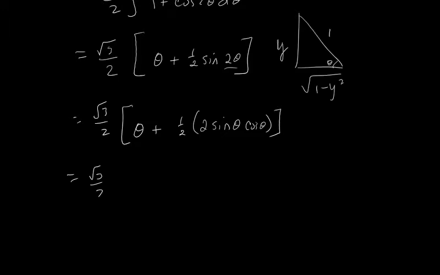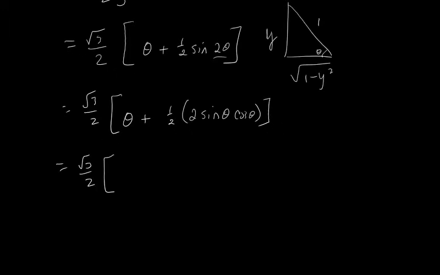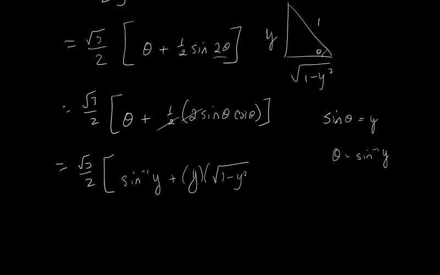So this is root 3 over 2. Theta is what? Well, in this relationship, sine theta equals y. That was our original substitution. So that makes theta equal to the inverse sine of y. So theta is the inverse sine of y, plus the 2 and the 1/2 cancel. Sine of theta is going to be y, opposite over hypotenuse. Cosine of theta is adjacent over hypotenuse, so that's square root of 1 minus y squared. And that's being evaluated from 0 to 1.